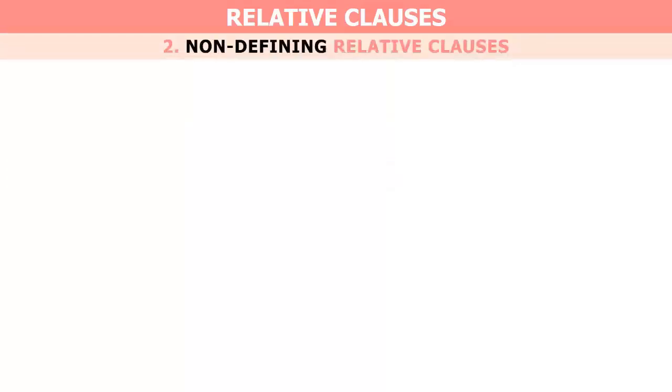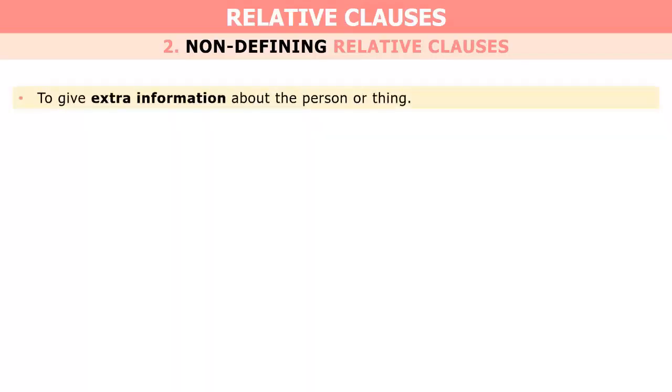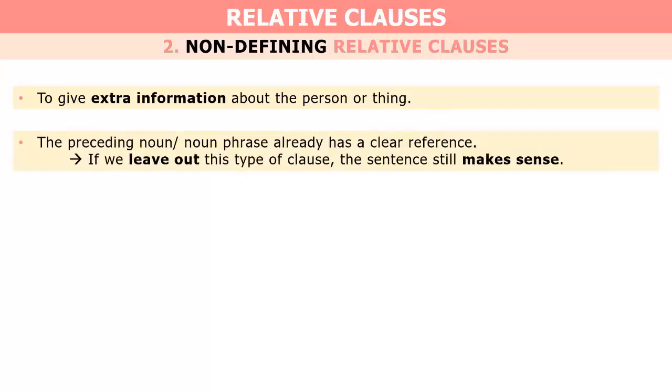How about the second type? Non-defining relative clauses. What are they used for? We use non-defining relative clauses to give extra information about the person or thing. We don't need this information to understand the sentence because the preceding noun or noun phrase already has a clear reference. It's clear who or what we are talking about, even without the relative clause. If we left out this type of clause, the sentence still makes sense.